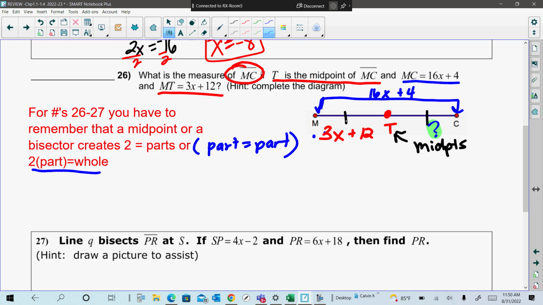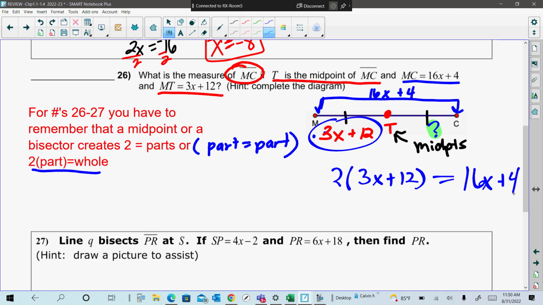Or I can say, I'm going to double this. I'm going to say 2 times that 3x plus 12 equals the whole segment, 16x plus 4. If you subtract, you're going to end up with 13x minus 8, because you're going to have a difference. So now we're just going to distribute the 2 times the 3x and 2 times the 12. So that gives me 6x plus 24 equals 16x plus 4.